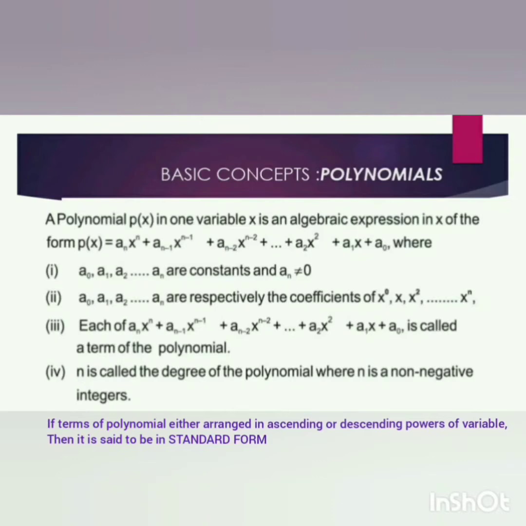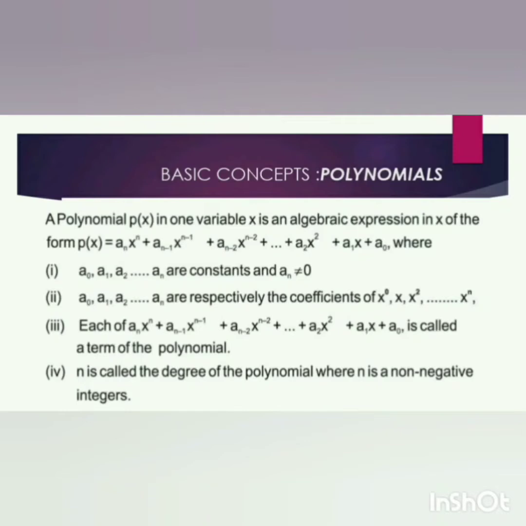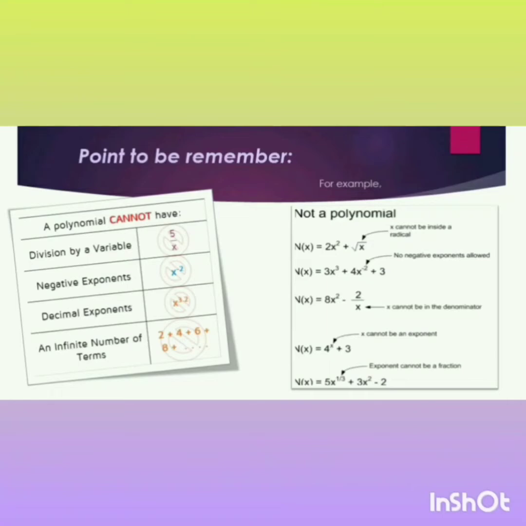One more thing you have to note down: an algebraic expression in which the variable occurs in the denominator, or the exponent of a variable is not a whole number, is not a polynomial. So here you can see some examples. A polynomial cannot have division by a variable, negative exponent, decimal exponent, or an infinite number of terms. Here you can observe this radical symbol. When we remove the radical symbol, we get power as half, which is a fraction. So it's not a polynomial.